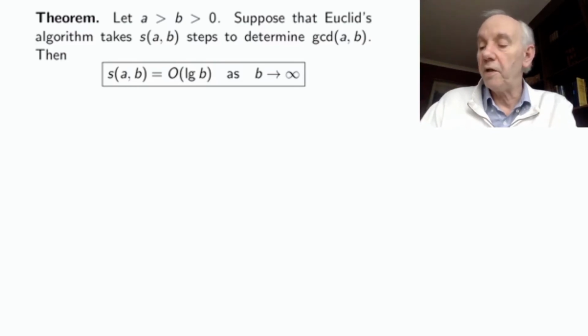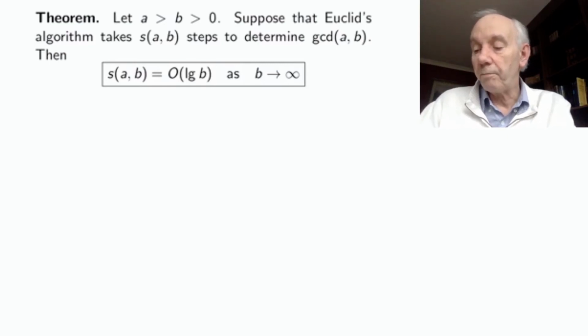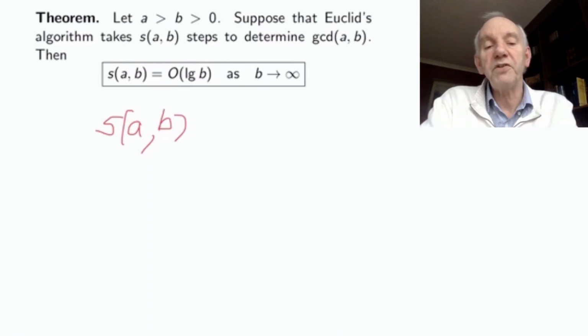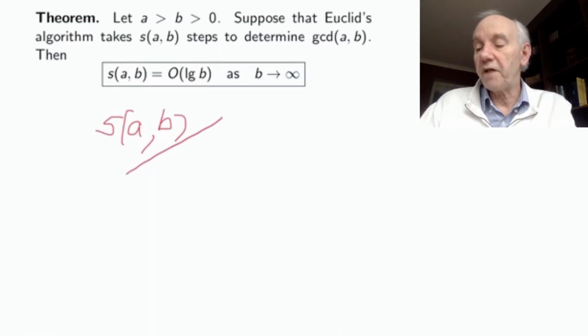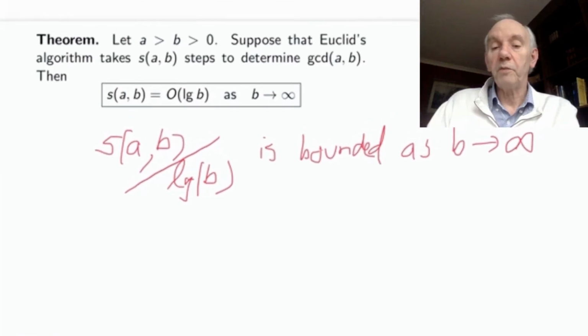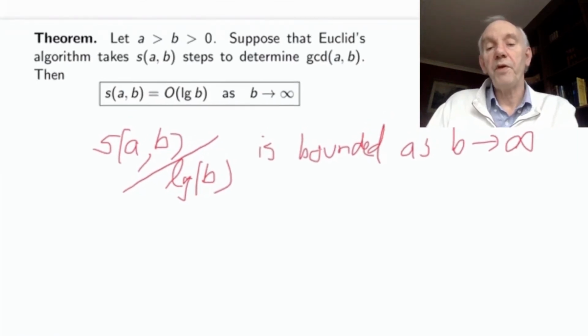So remember, big O for functions or sequences, as we have here, simply means that the function on the left, thinking of this really as a function of B, but A is an even bigger number, so it will also be true that this is big O of log A. S of AB divided by log B, log to base 2 of B, I've chosen, is bounded. And we're thinking of B as getting bigger, so this is bounded as B goes to infinity. That's what this theorem is telling us.